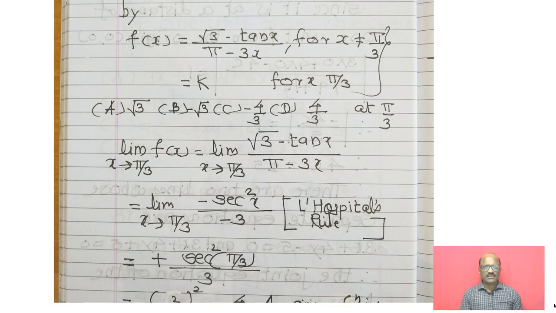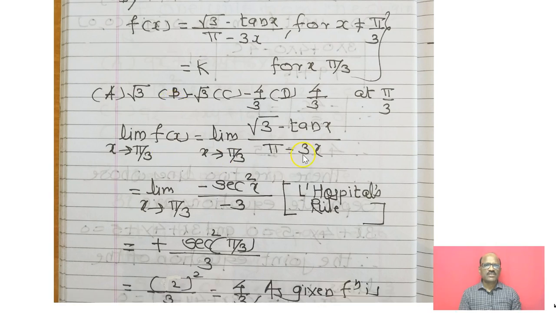we write here that the limit of the function is equal to the value of the function: limit x tends to pi by 3 of f of x, which is limit x tends to pi by 3 of root 3 minus tan x upon pi minus 3x. Now apply L'Hospital's rule. What is L'Hospital's rule? Differentiate the numerator and the denominator separately. The derivative of root 3 is 0 and the derivative of minus tan x is minus sec square x. And the derivative of pi is 0, minus 3x is minus 3.